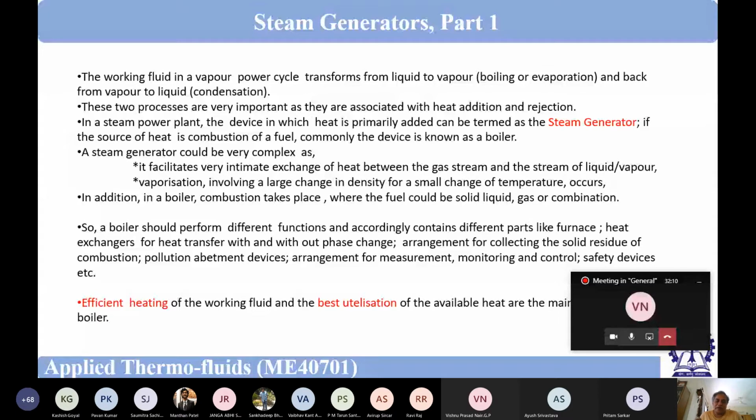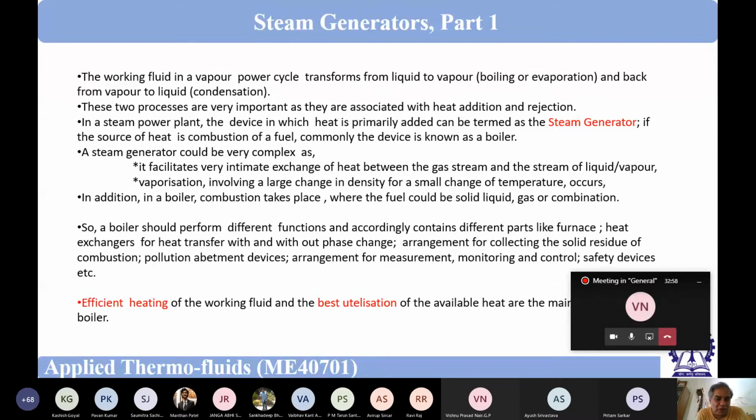And if the source of heat is combustion of a fuel, then commonly this steam generator is called a boiler. But it is not necessary that the source of heat would always be combustion, and in that case it is not called a boiler. These are colloquial or engineering uses of the words. In no book is it written, and it is not a rule. But whenever we say steam generator, we generally understand that there is no combustion, and whenever we say boiler, that there is combustion.